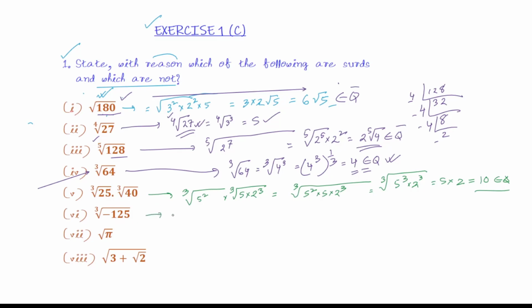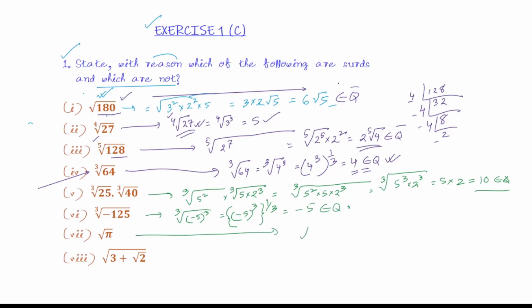Now this one, cube root of minus 125 is equal to minus 5 whole cube whole to the power 1 upon 3. So this is equal to minus 5, which is a rational number. So this cannot be a surd.